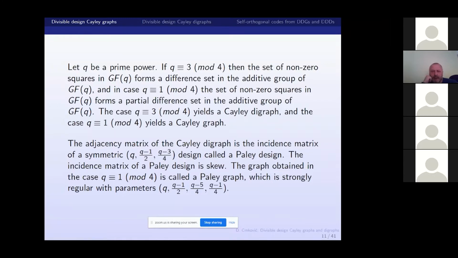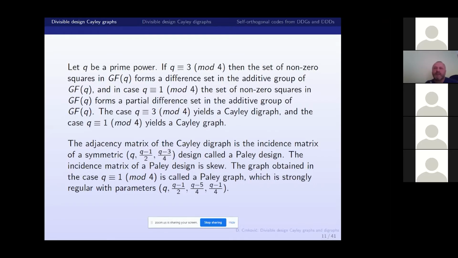Odin, may I ask you a question? Yeah. Well, on this slide, you call it a Paley design, and this Paley design corresponds to a Cayley digraph, right? Yeah. But is it possible to define a Paley design which corresponds to just a Cayley graph, not a digraph? To a Cayley graph, actually it is not.